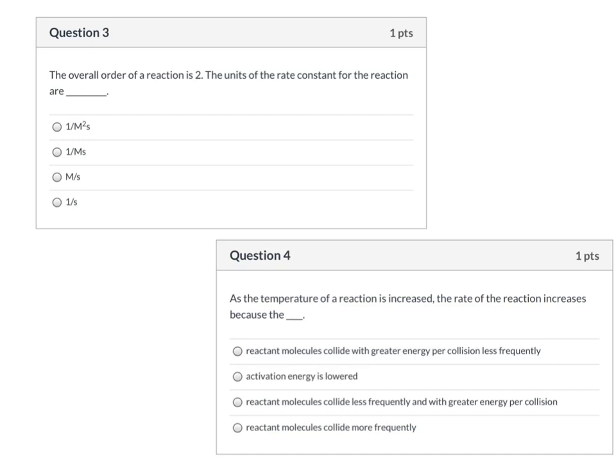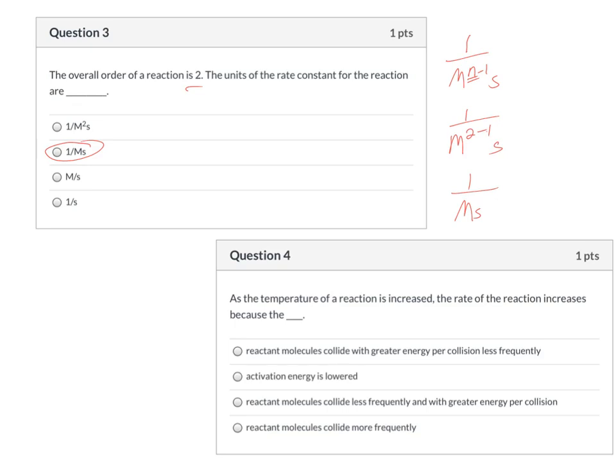Now, question 3. The overall order of a reaction is 2. The units of the rate constant for the reaction are blank. Now, I gave a little cheat back when we were in class with this little format where N up here represents the overall reaction order. So if we plug that in, 1 over M to the (2 minus 1) times S, that's 1 over MS. And that's the answer.